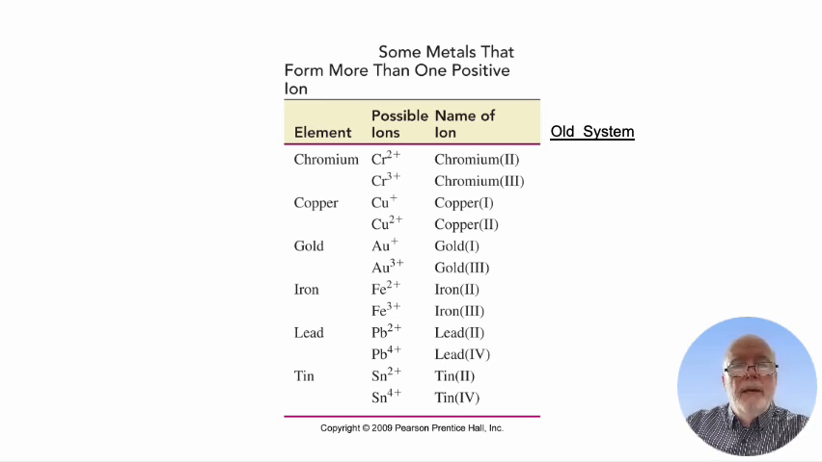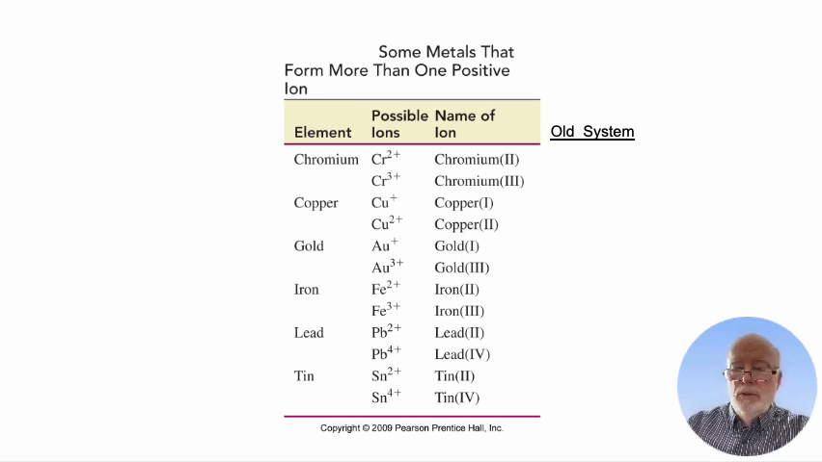Now, in order to name a compound that contains these types of ions, you must put next to the name of the metal a Roman numeral, which refers to the charge. Many people confuse this with the subscripts that you see in formulas. So you have to be careful with it.